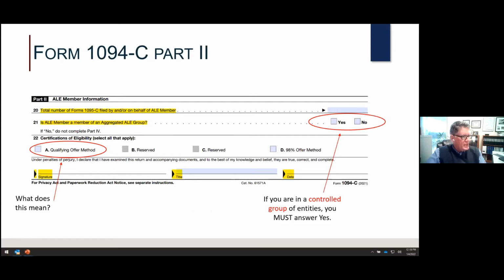We have 10 employees and offer coverage through Anthem to our full-time staff. Does this apply to us? So if all you have is 10 employees, no. ACA informational reporting is only required of applicable large employers, and that's employers that have 50 or more full-time and full-time equivalent employees in the prior tax year. So this does not apply to you.